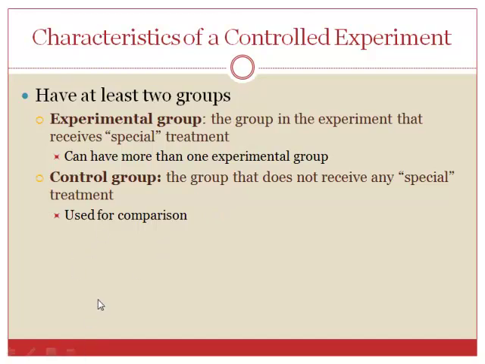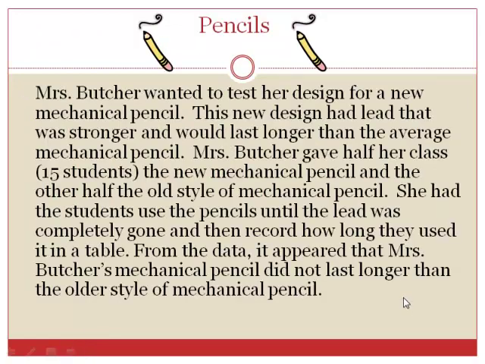Alright, so now we're going to work on an example. Let's read this together. Mrs. Butcher wanted to test her design for a new mechanical pencil. This new design had a lead that was stronger and would last longer than the average mechanical pencil. She gave half her class, 15 students, the new mechanical pencil, and the other half the old style of mechanical pencil. She had the students use the pencils until the lead was completely gone, and then record how long they used it in the table. From the data, it appeared that Mrs. Butcher's mechanical pencil did not last longer than the older style of mechanical pencil.